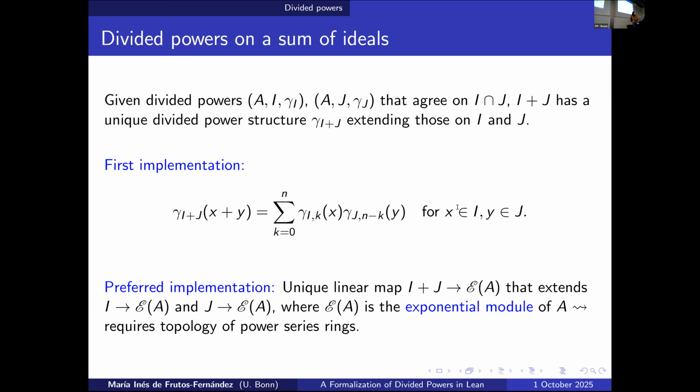The reason that we did not do this from the beginning is that the exponential module was not available in Mathlib. To define the exponential module, we needed to add a lot of results about the topology of multivariate power series rings, of which the library didn't have anything. Power series rings were available, but only as abstract rings. We didn't have anything about the topology.